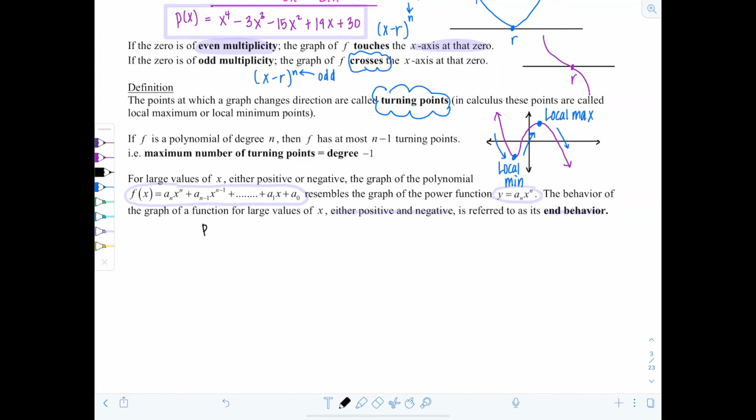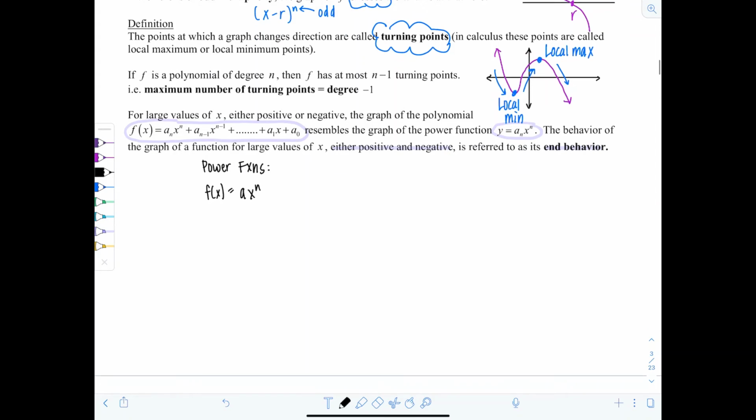Well, power functions, remember, only have one term. So power functions have the form f of x equals a x to the n. So it might look like this. Let's write out a few. Maybe f of x equals 2x to the 5th, or f of x equals negative 3x to the 8th. And I know this would have the shape like x cubed because it's odd. This would have the shape like a negative parabola.